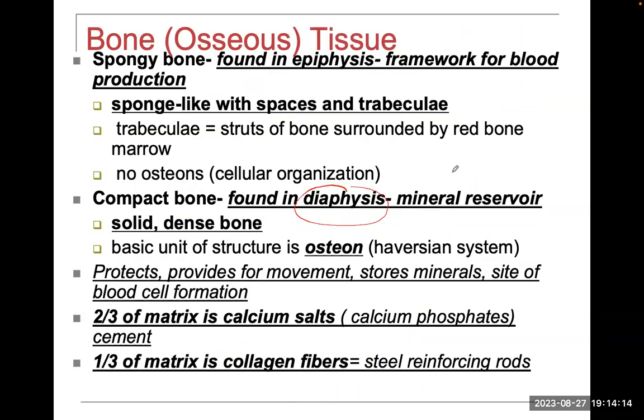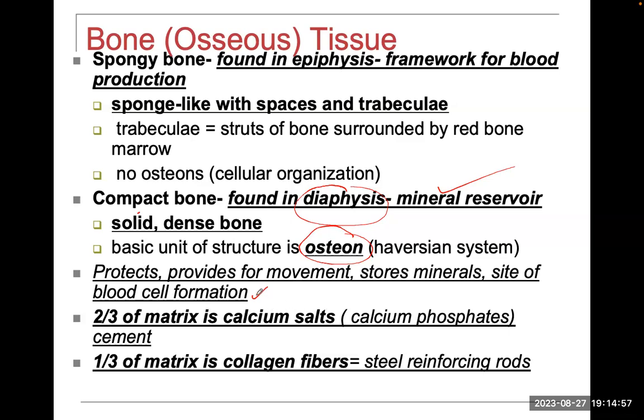The compact bone acts as a mineral reservoir. It's solid, it's dense, it's compact. It's the basic unit of bone that is called the osteon. And bone protects us. It provides movement for us because muscles attach to them by way of tendons. They store minerals, so it's a mineral reservoir. It's a bank that stores calcium and potassium and magnesium. And bone is also the site of blood cell formation that's going to happen in the bone marrow, which is in that medullary cavity.